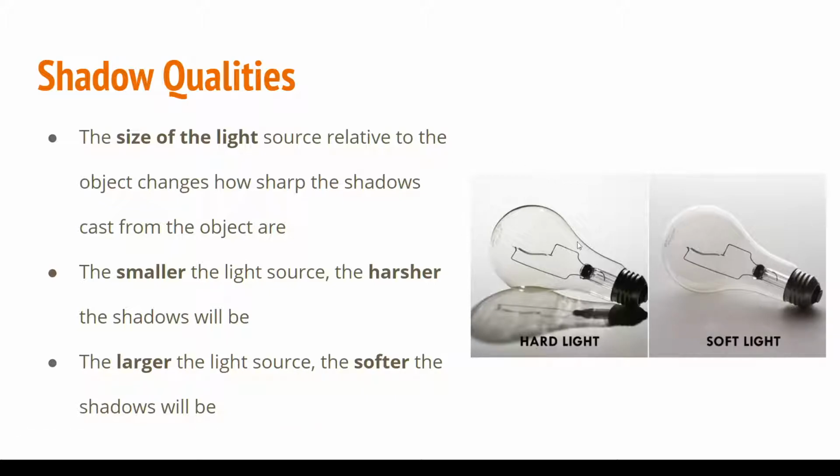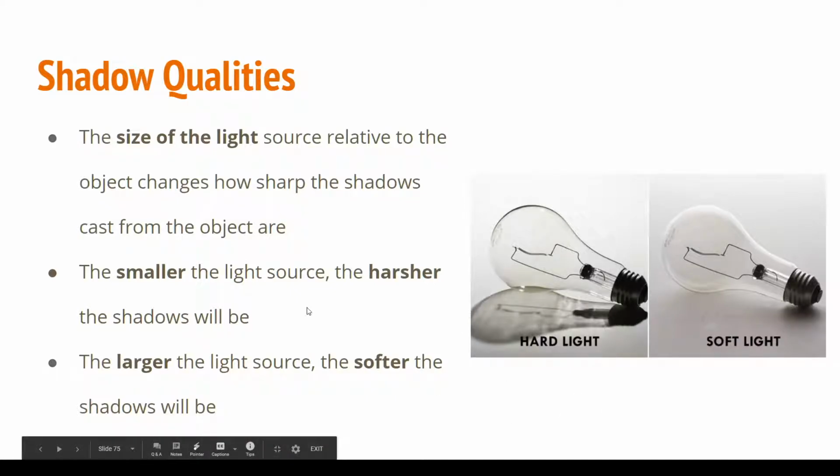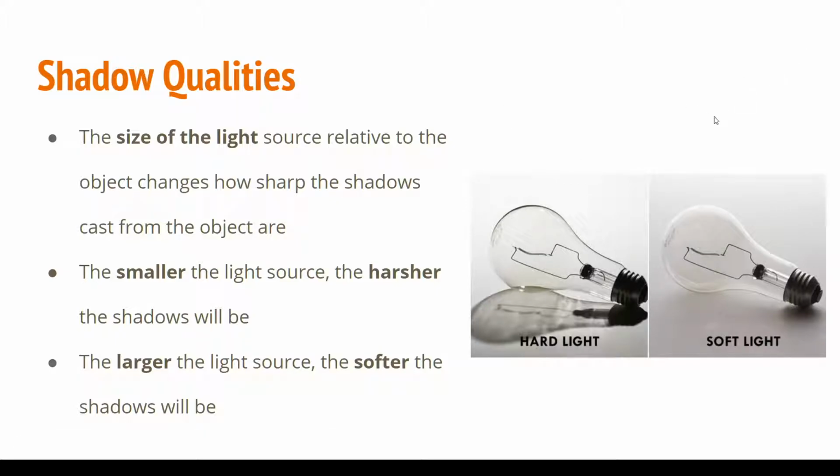There's two things that primarily affect the shadow quality of your light source. One is going to be the distance of the light source, and two is going to be the size of the light source. You can combine those together into just the idea that it's the size of the light source relative to the subject that is going to change how sharp or soft those shadows are.